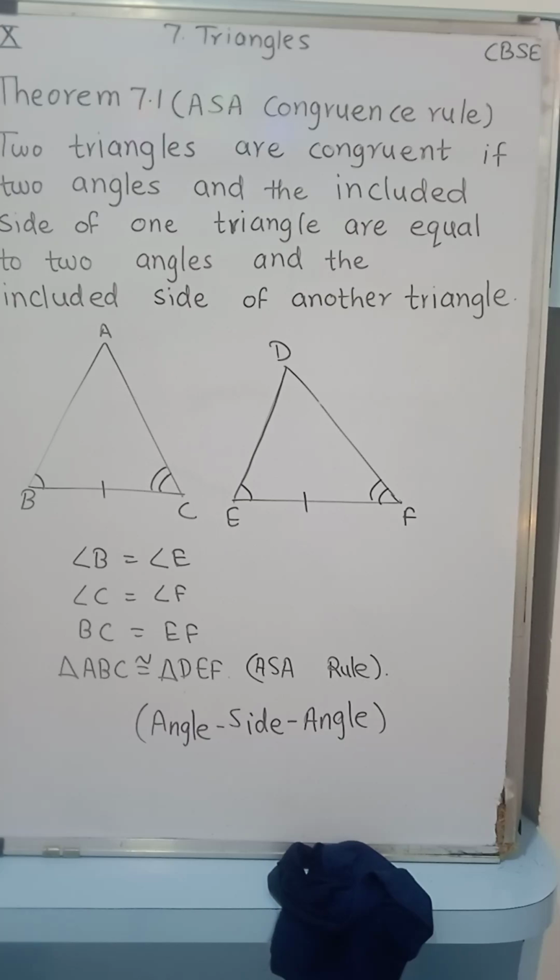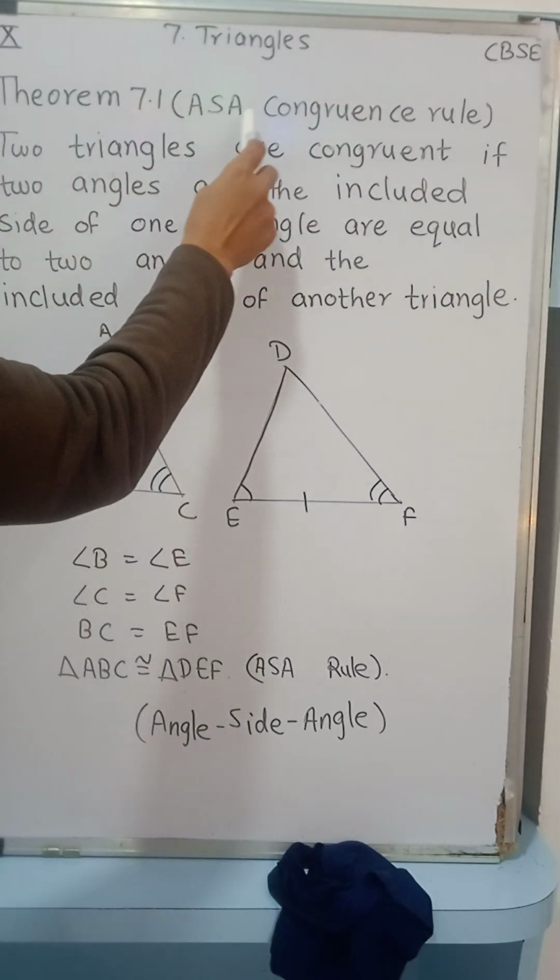Hello friends, we are learning Grade 9 Mathematics, 7th chapter, Triangles of CBSE. We are learning the congruence rules of triangles. The first theorem of the triangle is Theorem 7.1 as per the textbook, the ASA congruence rule.